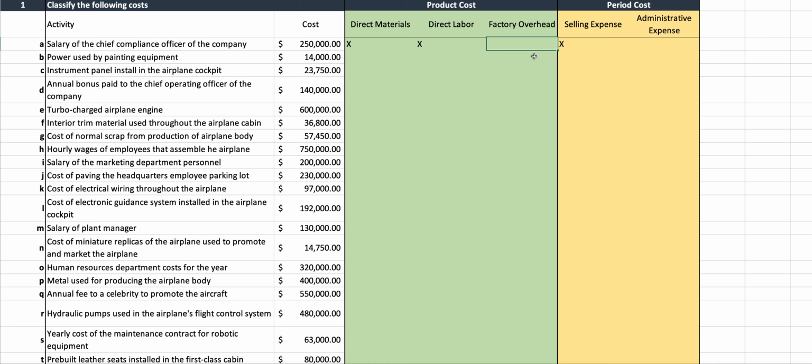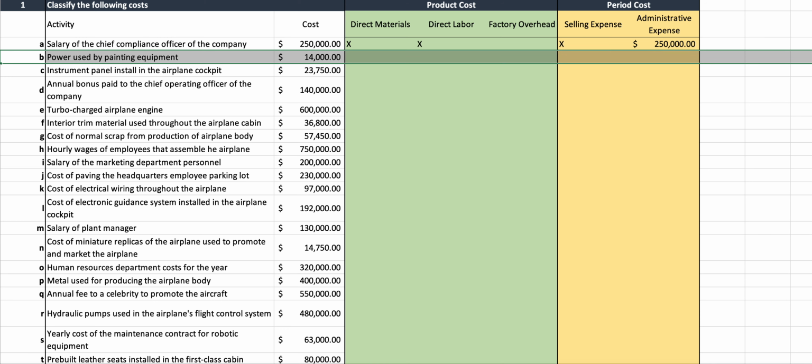Now we're down to 2. It could be factory overhead or it could be administrative expenses. But because this compliance officer's job is to ensure compliance across many different areas, we're going to go ahead and say that this is an administrative expense. And so I'm going to take that cost and put it in administrative expense.